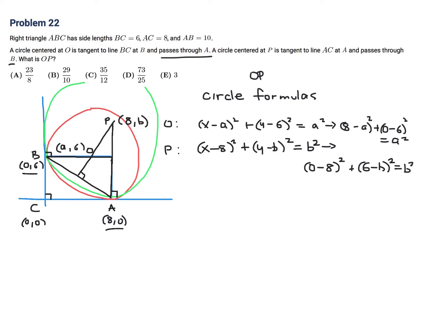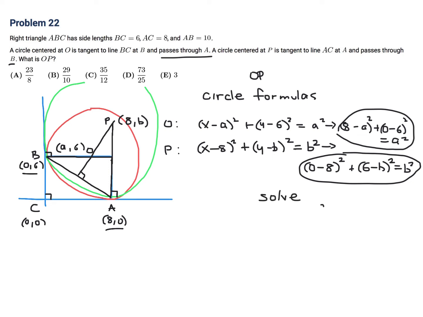And there you go. And I think that should be sufficient to figure out a and b, because this just has one variable, and this also has one variable. When you solve for those, I'll let you solve for them. They're fairly straightforward. You get a equal to 25 over 4, and b equal to 25 over 3. So now we have the points O and P. O, therefore, is 25 over 4, 6, and P is 8 and 25 over 3.